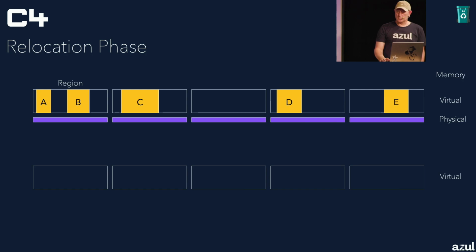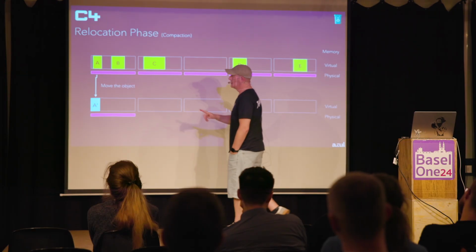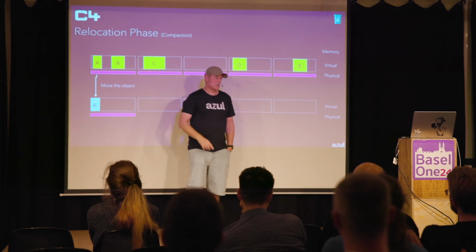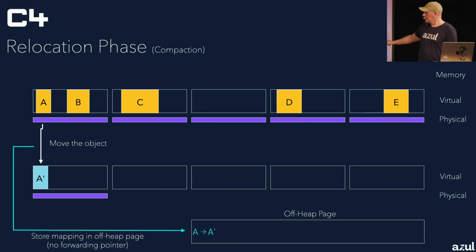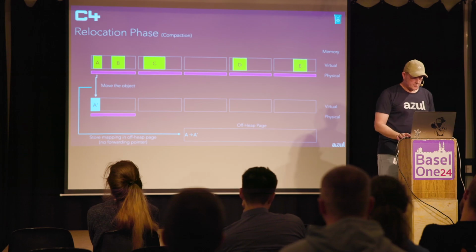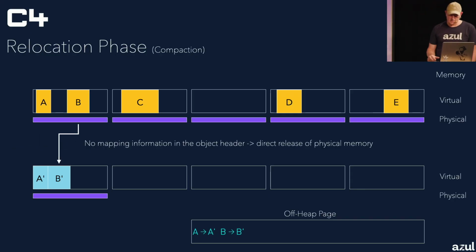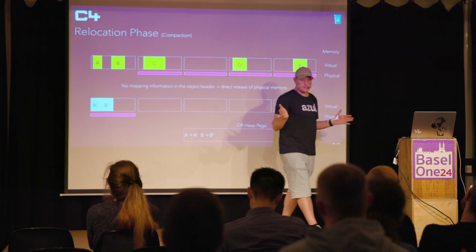So now I copy things because I do compaction. I copy the first object, and instead of installing the forwarding information in the old object, I install it in a totally different space. I install it in an off-heap memory area, and that's always the same. That means the forwarding information is no longer in the old object, but in a totally separate space. And that gives us the opportunity, once we move the second object, to directly release the physical memory below, because we don't have to update references here.